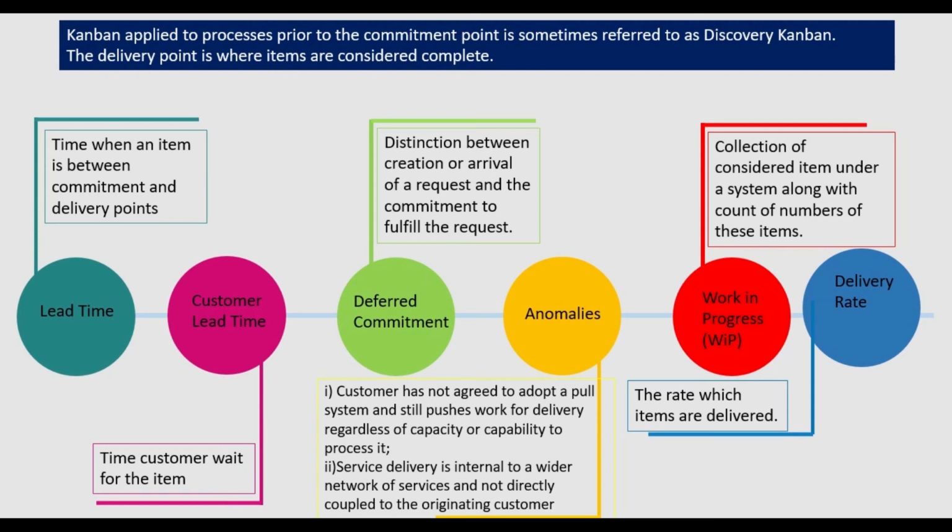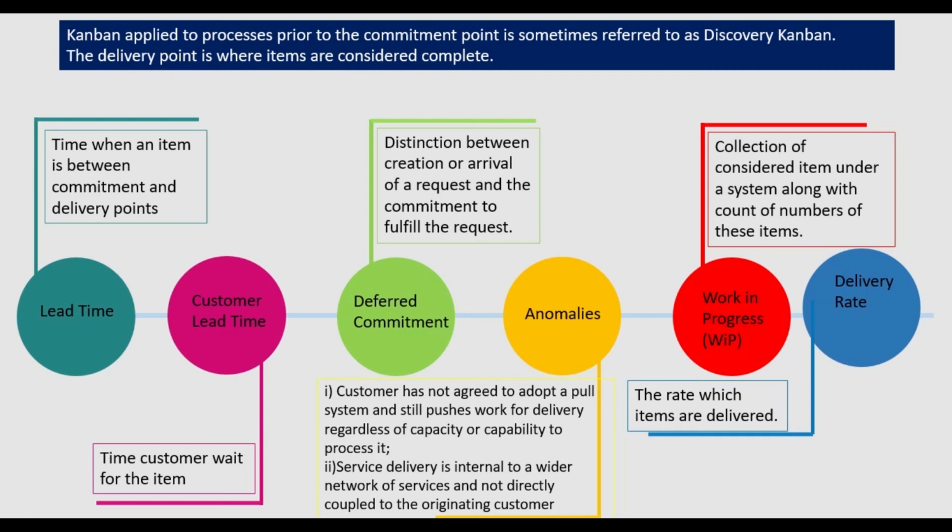Anomalies usually occur due to certain conditions. The first is when the customer has not agreed to adopt a pull system and still pushes work for delivery regardless of capacity or capability to process it. Second is when the service delivery is internal to a wider network of services and not directly coupled to the originating customer request.